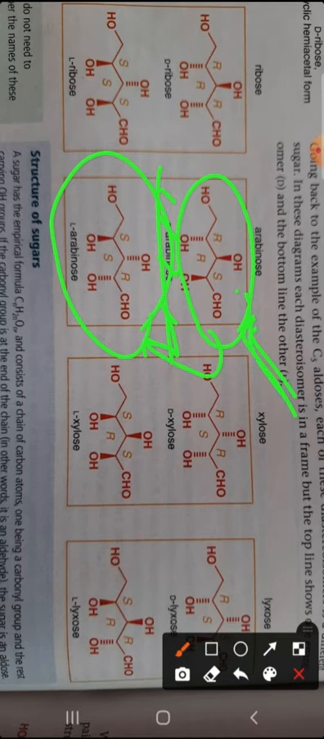One molecule rotates plane polarized light toward the right. The D molecule will rotate plane polarized light toward the right side, and the L molecule rotates plane polarized light toward the left side, like this. Enantiomers and plane polarized light, or polarimetry, we will discuss in a further class. For now, just remember briefly what an enantiomer is. We will discuss it in detail. No worry.